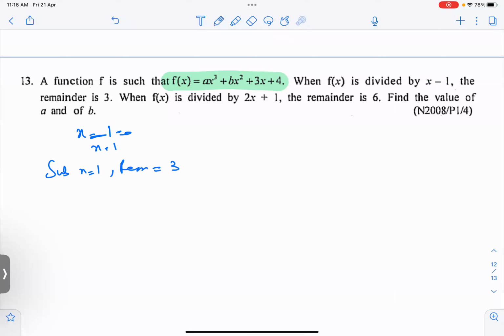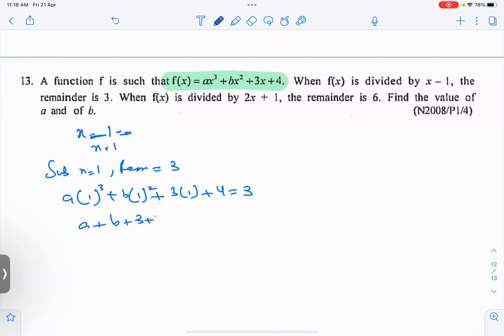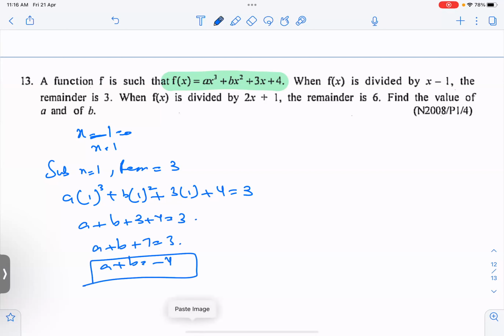So in this polynomial, in place of x, I'm going to substitute x as 1, and I will make it equal to 3. So it's going to be a into 1 cube plus b into 1 square plus 3 into 1 plus 4 equals 3. Simplify this, it will be a plus b plus 3 plus 4 equals 3. a plus b plus 7 equals 3. a plus b equals minus 4. This is the first equation which we have.